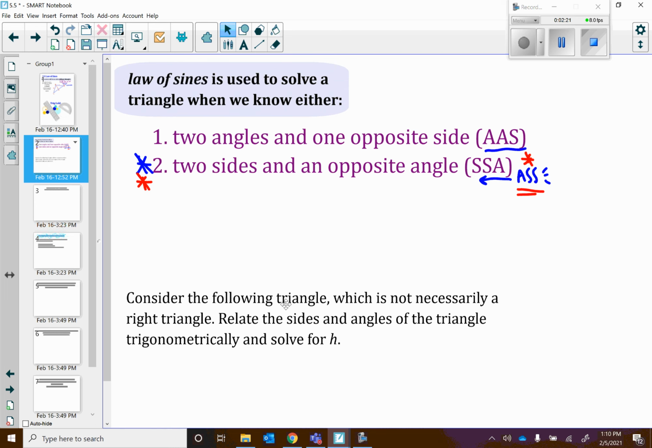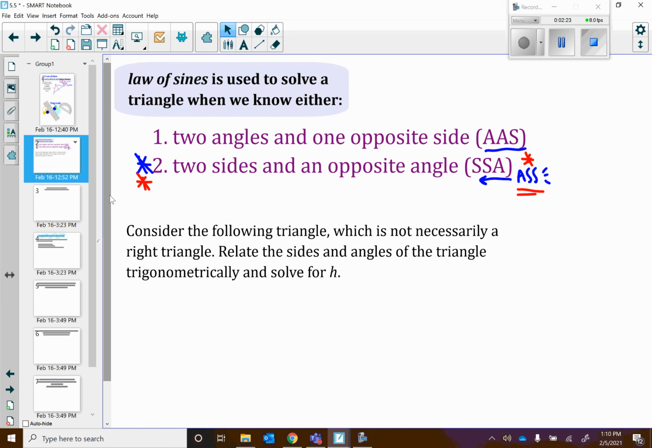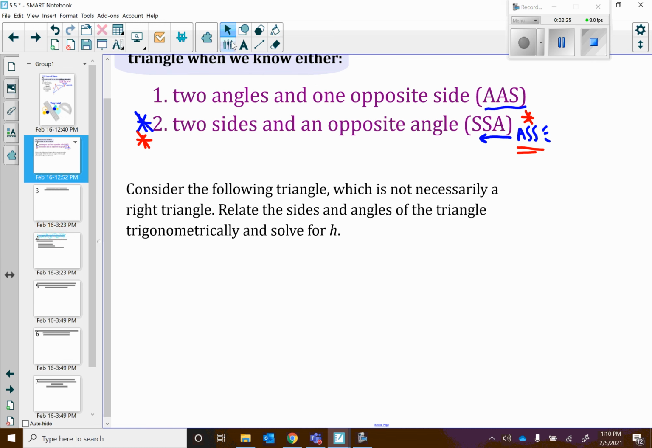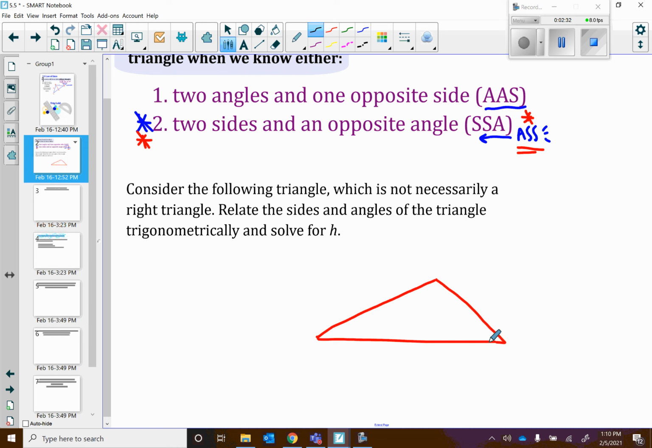We're going to consider the following triangle, which is not necessarily going to be a right triangle, and we'll draw it kind of like we drew the one on the other page. Let's say that's our triangle. We'll label this as A, B, C. That means side A, side B, and side C. And I'm going to add in here, this is the height of our triangle. So let's relate the sides and angles of the triangle trigonometrically and solve for H.